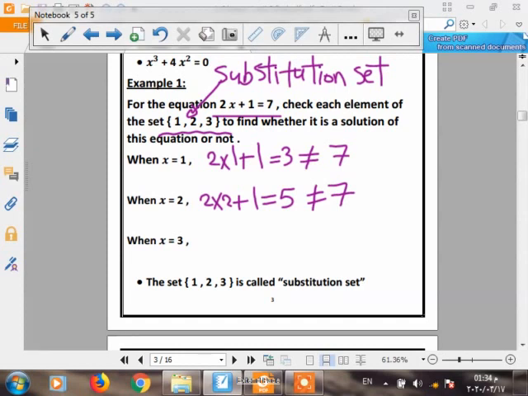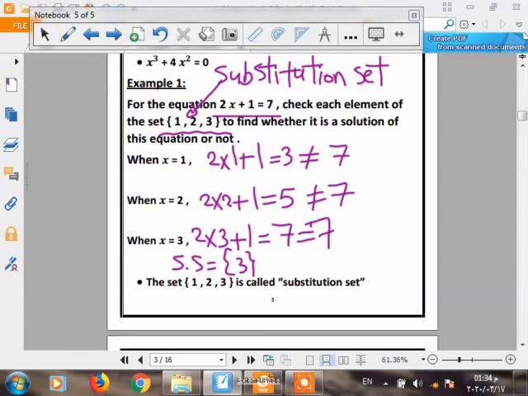The last element I will check from the substitution set is x equals 3. I find the result of the left side. The left side will be 2 times 3 plus 1. 2 times 3 equals 6. 6 plus 1 equals 7. So the solution set of this equation is only what? Only 3. Because after substituting 3, the left side equals 7, which equals the right side, which is also 7. So the solution set of this equation is {3}.